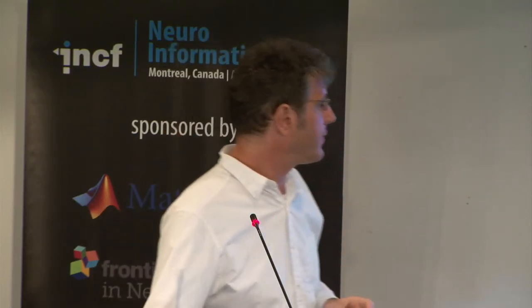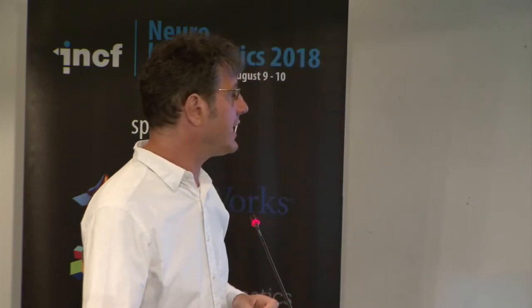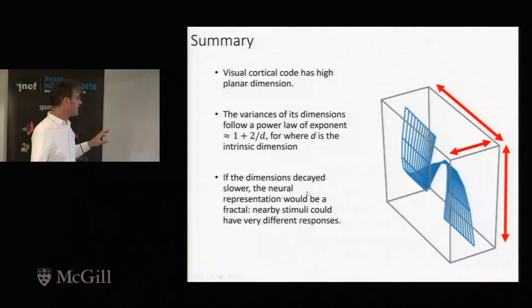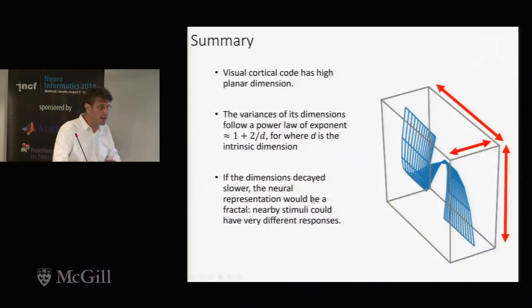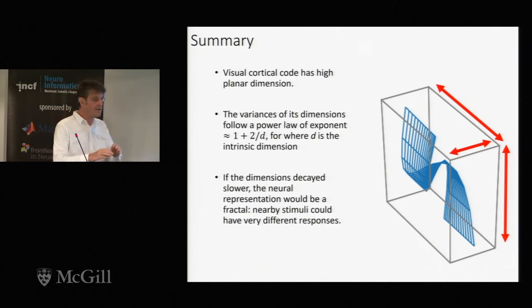So, assuming it is the same, then the exponent is just above 1 plus 2 over d, where d is the dimension of the stimulus set. If the dimensions decayed any slower than this in the limit, then the representation would have to lie on a fractal, which means that nearby stimuli could have very different responses. And let me give an illustration of this.